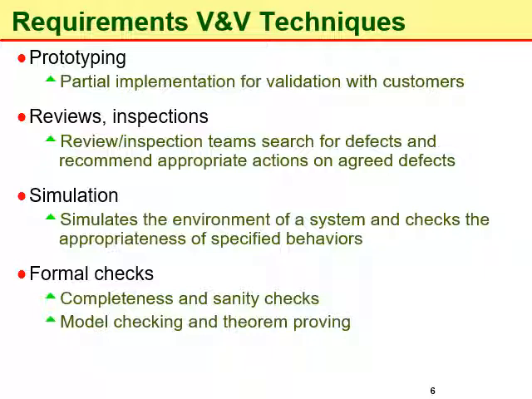Then the second technique is reviews and inspections. In reviews and inspections, a group of people reads and analyzes the requirements to look for possible problems or issues, and to agree on a list of action items that are needed to address the identified problems. Reviewing requirements is a powerful technique for identifying ambiguous or unverifiable requirements.